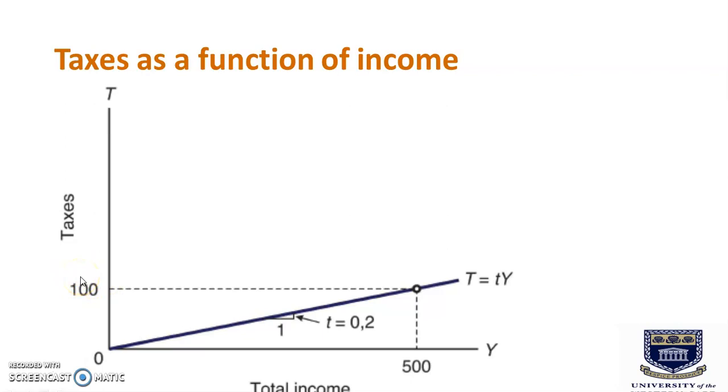The slope of the curve is the tax rate, small t, and that is equal to 0.2 in this case. Thus, in this diagram, we would have taxes on the vertical axis and total income on the horizontal axis. And the function that has been graphically illustrated is T is equal to our tax rate times national income.